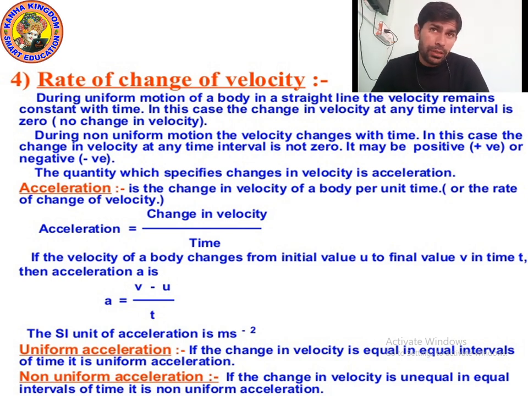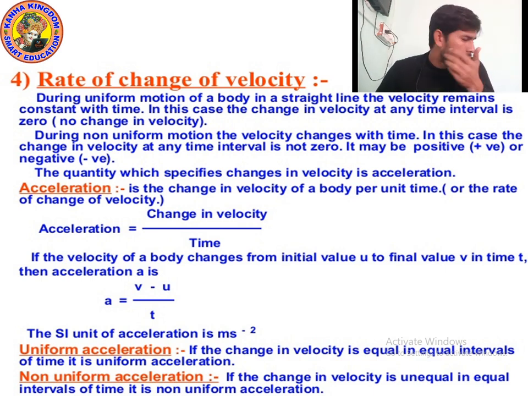What is the unit of acceleration? The formula of acceleration is change in velocity upon time, and we know the unit of velocity is meter per second, and time is in seconds, so the unit is meter per second square. The SI unit of acceleration is meter per second square, or meter second inverse. So that's all about acceleration.